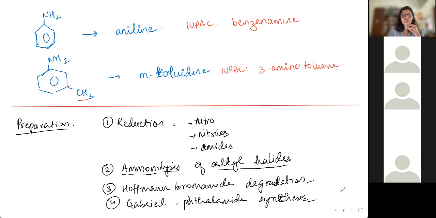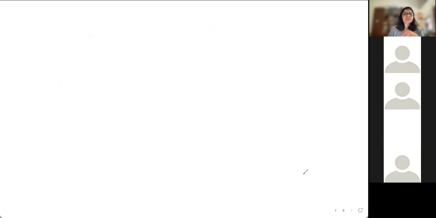All right. So we'll start off with reduction. This is very easy and very obvious. Reduction means you're introducing hydrogen to it. What are your sources of hydrogen again? Hydrogen in the presence of nickel, palladium. That is one. And another reagent you'll come across is LiAlH4, your hydrides.